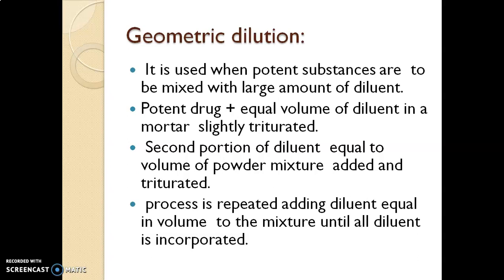That 200 milligram of mixture is again mixed with 200 milligram of diluent, so it becomes 400 milligram of mixture. That 400 milligram is mixed with an equal amount, 400 milligram of diluent, so it becomes 800 milligram of mixture. To that 800 milligram the remaining quantity of diluent, the lactose, is mixed. The process is repeated until the diluent equal in volume to the mixture is incorporated, and that is called the geometric dilution method. When asked to write a short note, explain it with an example: 100 milligram of potent drug plus 900 milligram of diluent; 100 plus 100, 200; 200 plus 200, 400; 400 plus 400, 800; and 800 plus the remaining quantity of diluent. You have to remember and explain it.